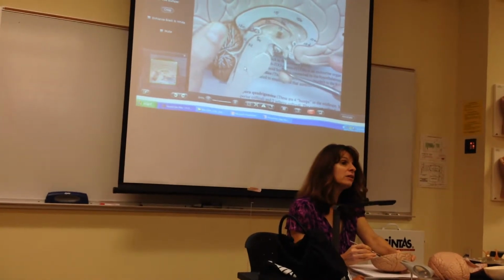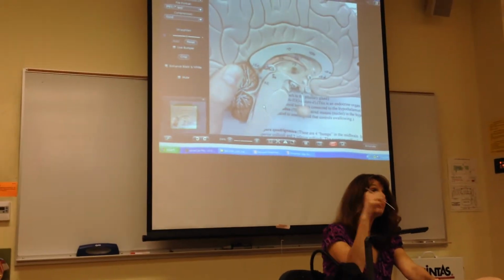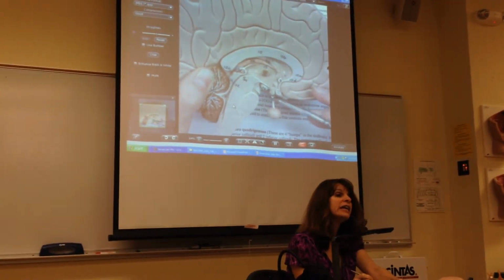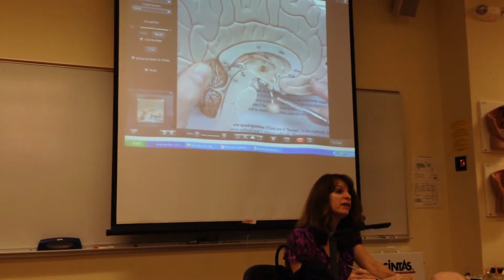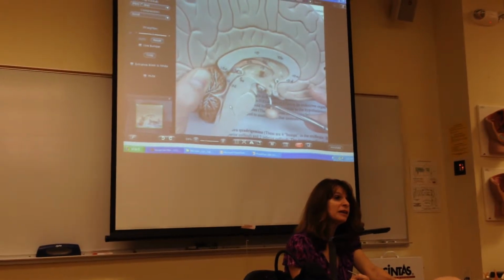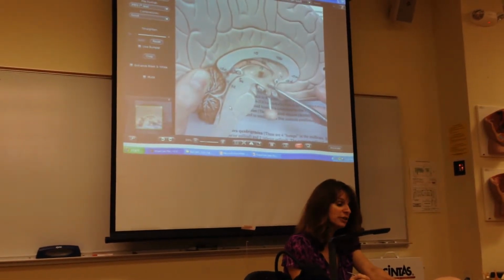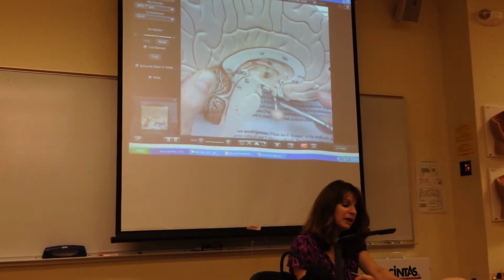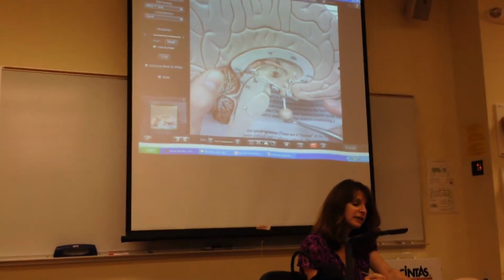It's like a funnel that's funneling in some axons, as we'll learn later with the endocrine system. This is called the infundibulum. See the funnel in infundibulum? That's what it actually means. So this is the hypothalamus, the infundibulum, and the pituitary gland.